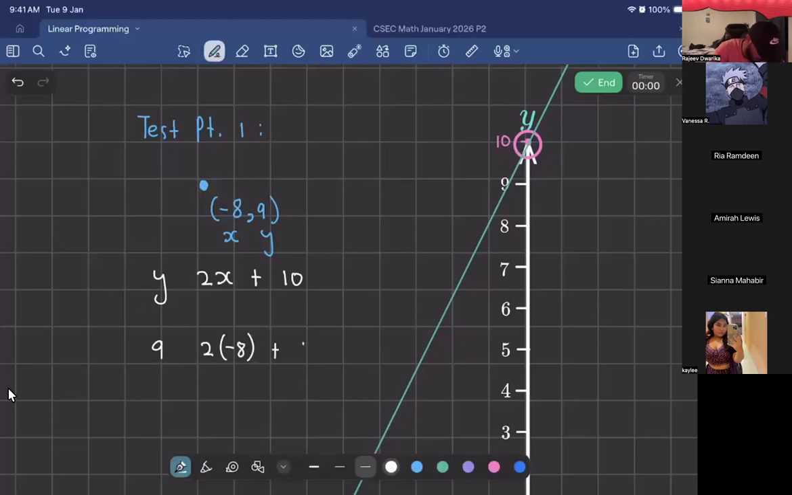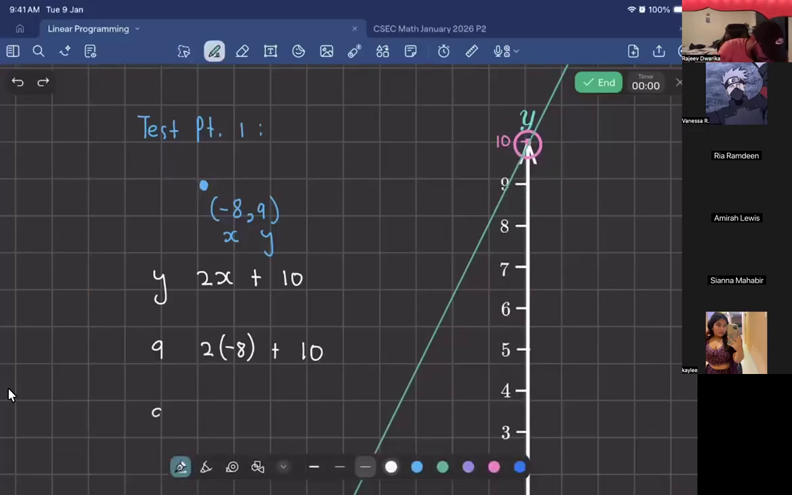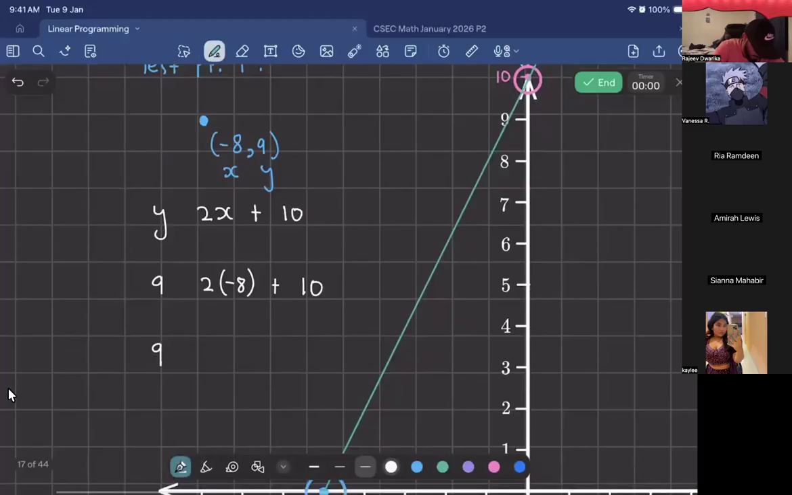And what's x? Negative 8. Plus 10. Now I'm going to write back the 9. What is 2 times negative 8? Negative 16. And what is negative 16 plus 10? Talk to me, guys. Negative 16 plus 10 is? Negative 26. Nah, not negative 26. Negative 6.